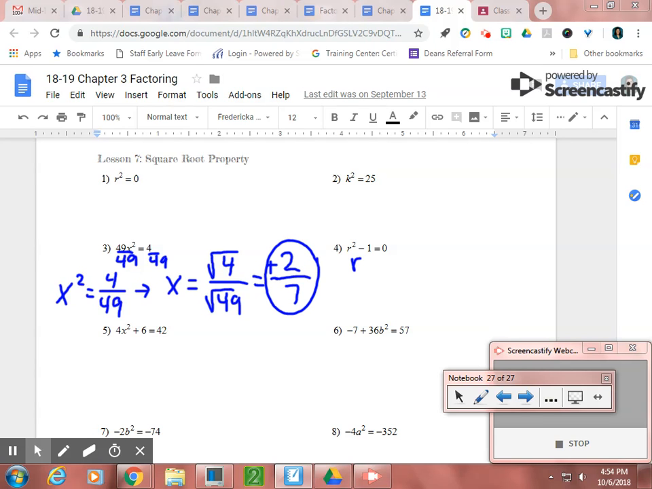Same thing here. To get r squared by itself, we're going to add 1 to the other side. Then to get r, you're going to take the square root of 1. Well, the square root of 1 is plus or minus 1.